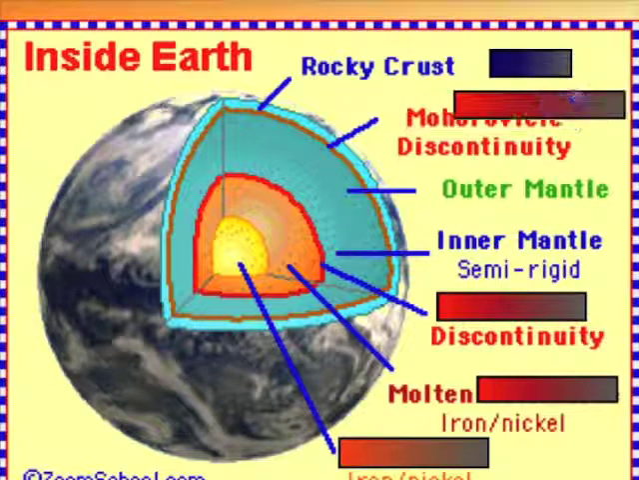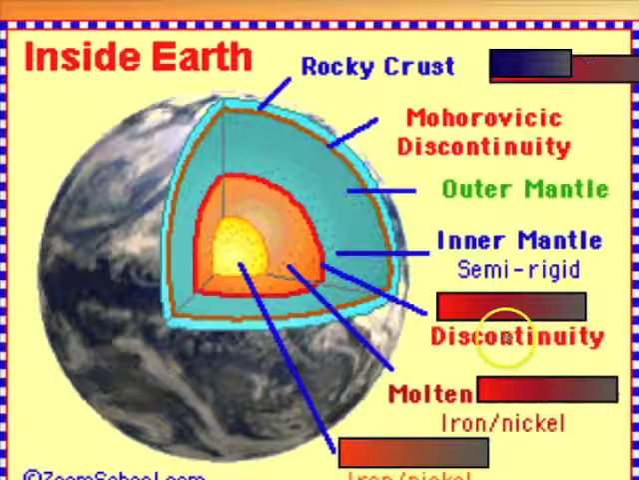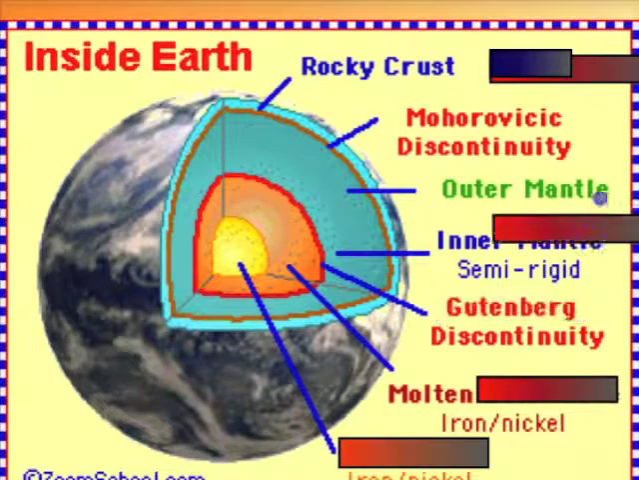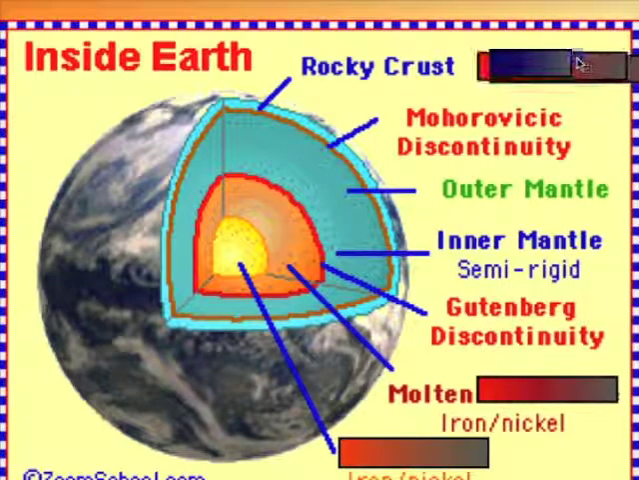Now a couple of things that were mentioned in the video that we haven't talked a lot about in class were the Moho discontinuity and the Gutenberg discontinuity. These are the areas where scientists believe the crust stops and the mantle starts. And the Gutenberg discontinuity is the border or the transition zone between the mantle and the core.